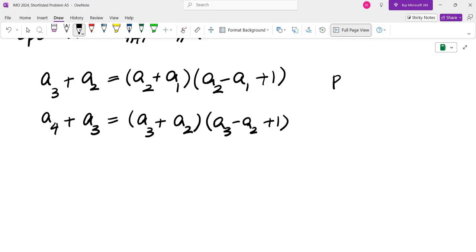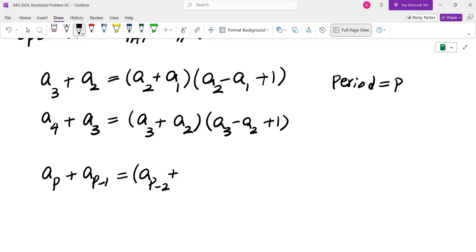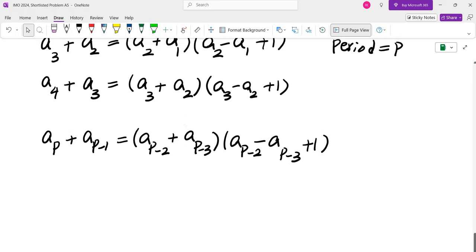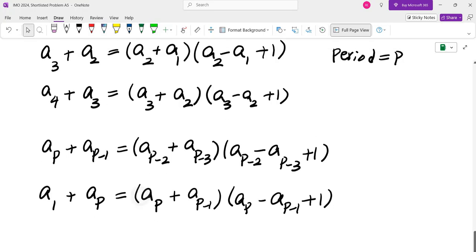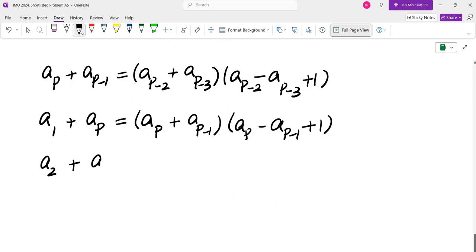Let's assume that the period is p, so we can write down all the way to a_p + a_{p-1} equals (a_{p-2} + a_{p-3})(a_{p-2} - a_{p-3} + 1). Next one becomes a_1 + a_p. That is going to be (a_p + a_{p-1})(a_p - a_{p-1} + 1). And finally, the last one would be a_2 + a_1.